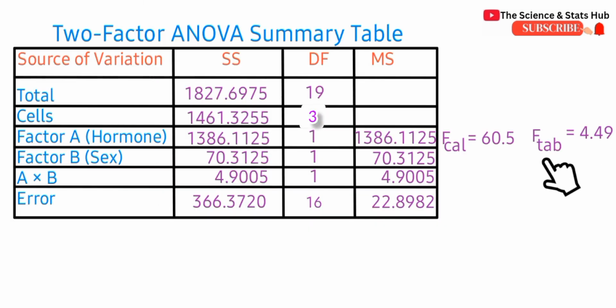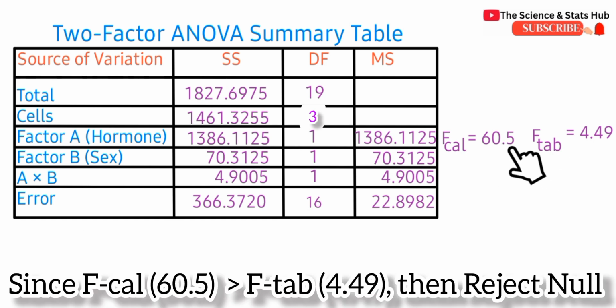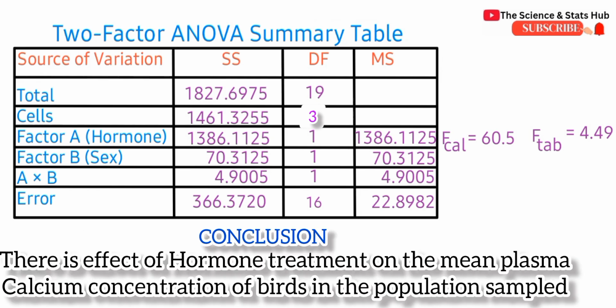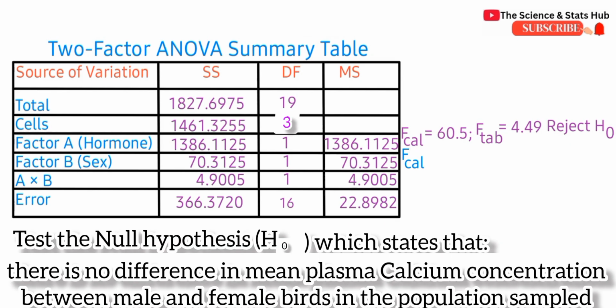So we'll call this F tab, that is the value from the table, while F cal is the calculated one. Making a comparison between F cal and F tab, since F cal being 60.5 is greater than F tab, we reject the null and conclude that there is an effect of hormone treatment on the mean plasma calcium concentration of birds in the population sampled. Let's also test the null hypothesis, which states that there is no difference in mean plasma calcium concentration between male and female birds in the population sampled.